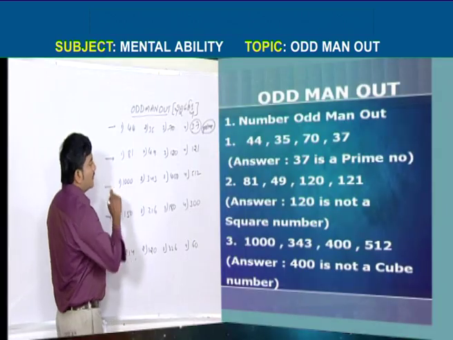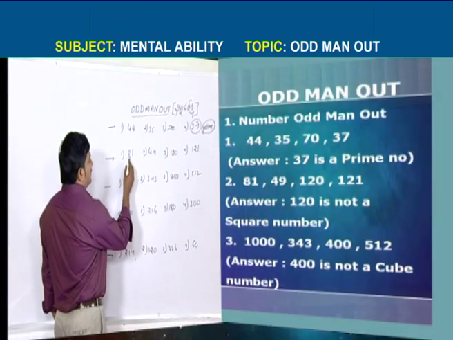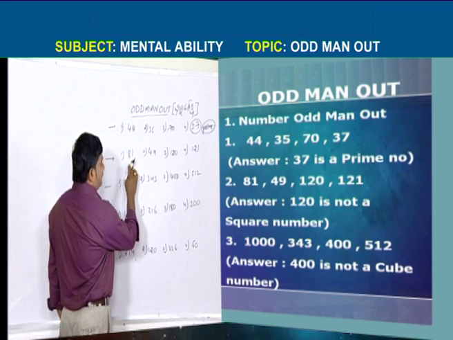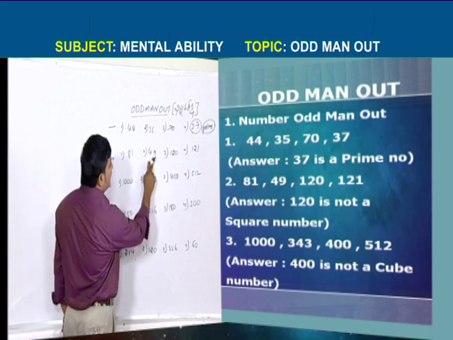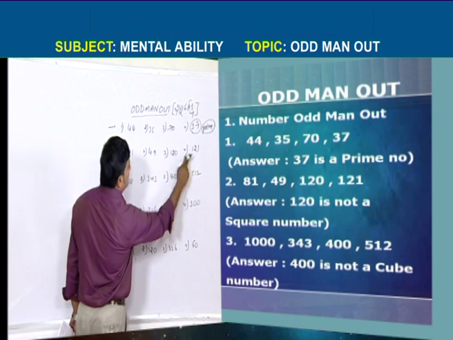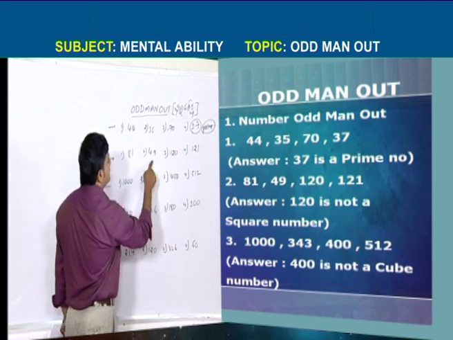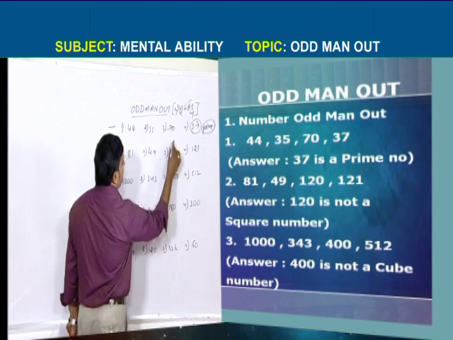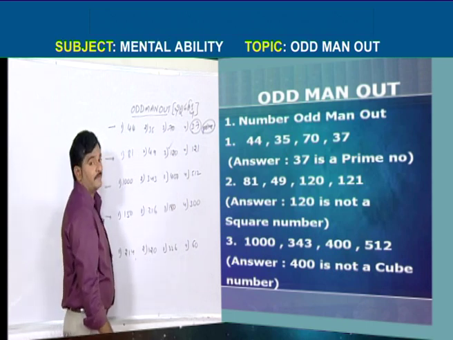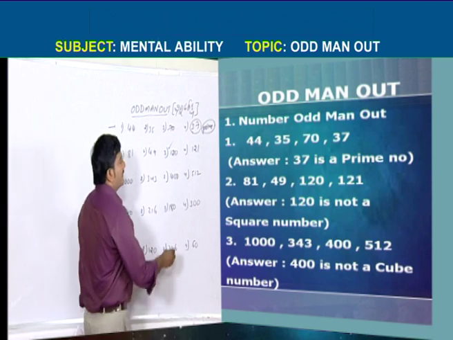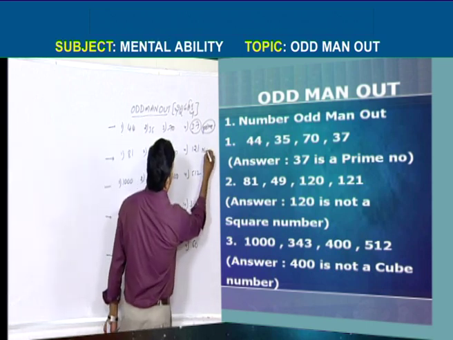Now the second question, it is very easy. 81 means 9 square, 49 means 7 square, 121 means 11 square. So these 3 are perfect squares, whereas 120 is not a perfect square. That's why the third one is the answer.